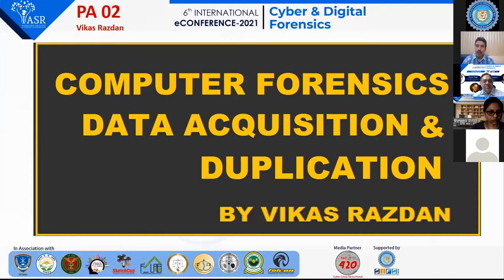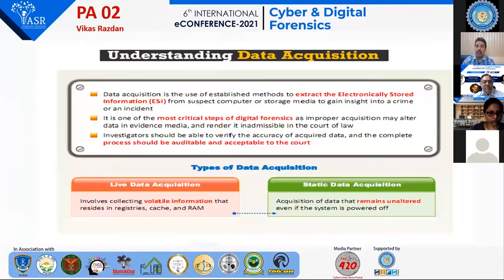Now, moving to my topic, computer forensics, data acquisition and duplication. It plays an important role. As we know, data acquisition is the first proactive step in the digital forensic investigation. The aim of forensic data acquisition is to extract every bit of the information present on the victim's hard drive and create a forensic copy to use as evidence in the court of law.